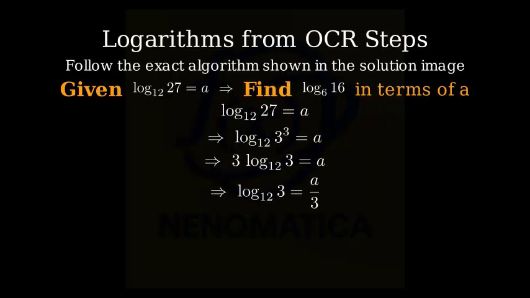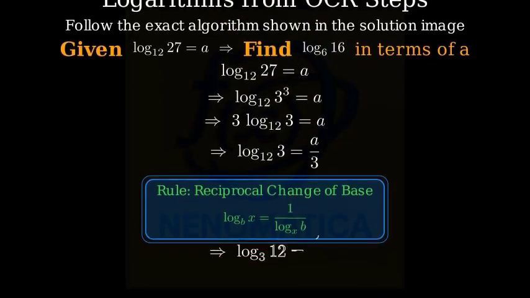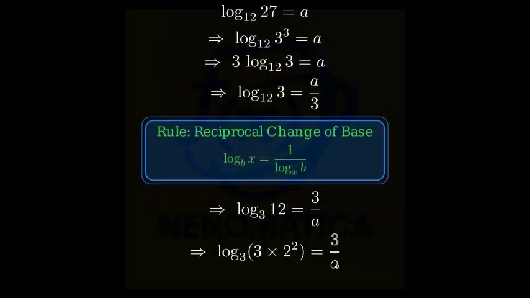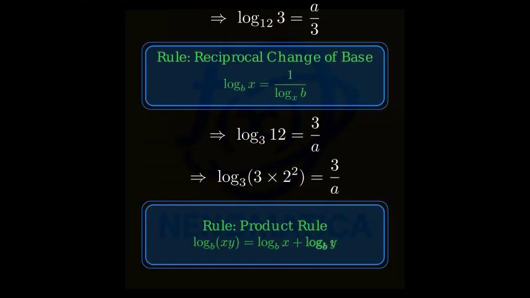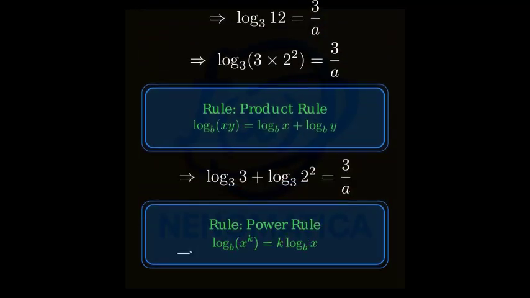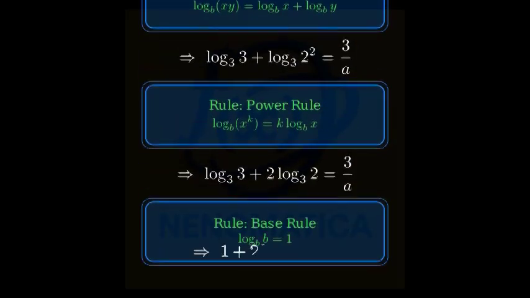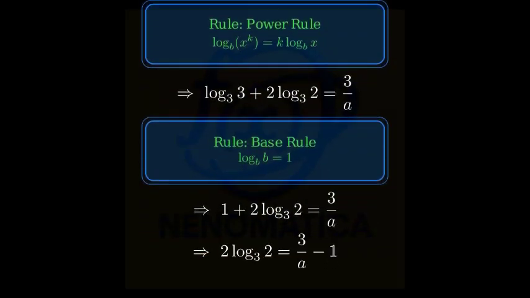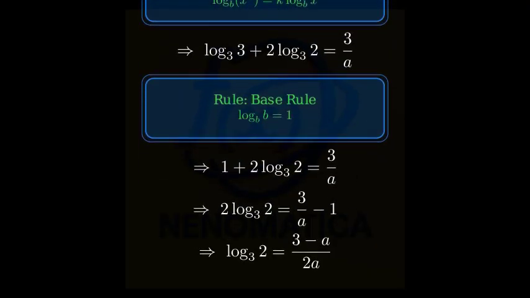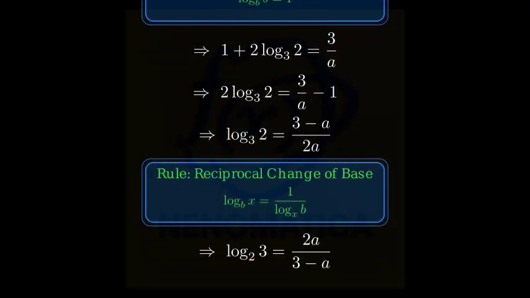Step 4. Step 5 uses the reciprocal change of base rule. Step 6 factors 12. Step 7 applies the product rule. Step 8 applies the power rule. Step 9 notes log base 3 of 3 equals 1. Step 10 isolate the remaining term. Step 11 solve for log base 3 of 2. Step 12 convert to log base 2 of 3 using the reciprocal rule.